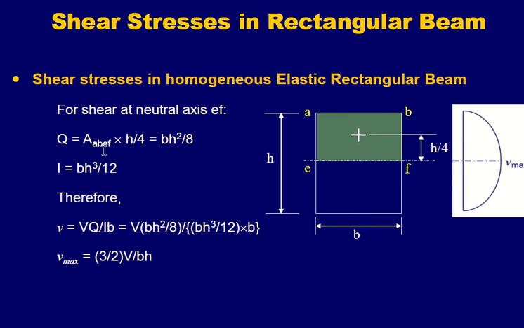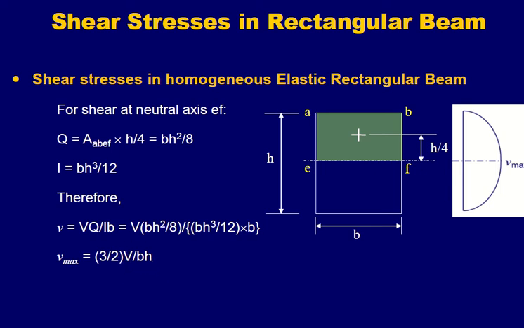So Q is equal to area of ABEF multiplied by, for example, total height of the beam is H, so height of this side will be H by 2, and we take the distance from centroid, so it will be H by 4, the distance between the neutral axis and this point. Okay, I is constant, bh cubed by 12. Therefore rho is equal to VQ divided by Ib. Put the values of Q and I, so you get rho maximum is equal to 3 by 2 of V divided by bh. Okay, so at neutral axis you will have maximum shear stresses, and its value will be 1.5 times V divided by bh.